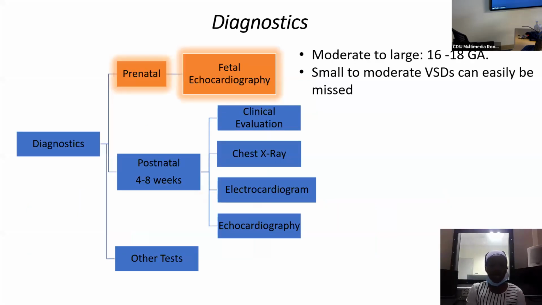How early can a VSD be diagnosed? Well, it can be detected in utero as early as 16 to 18 weeks of gestation through fetal echocardiography. However, small to moderate VSDs can easily be missed during fetal echocardiography. Many VSDs are diagnosed postnatally at about 4 to 8 weeks of life when symptoms begin to appear.